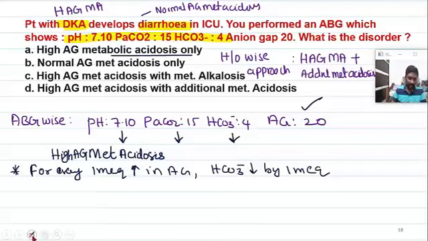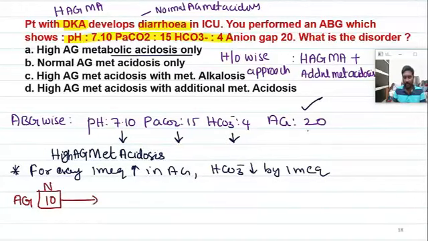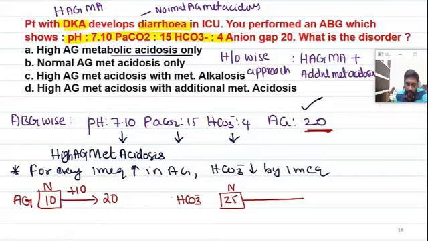Now let us see, is this relationship followed in this question? With respect to anion gap, if I consider the normal value as 10, in the question how much is the value? 20. So it has increased by 10. Now coming to bicarbonate, from the normal value of 25, it should have decreased by 10 and stayed at 15. But if you see in the given question, bicarbonate has become 4.